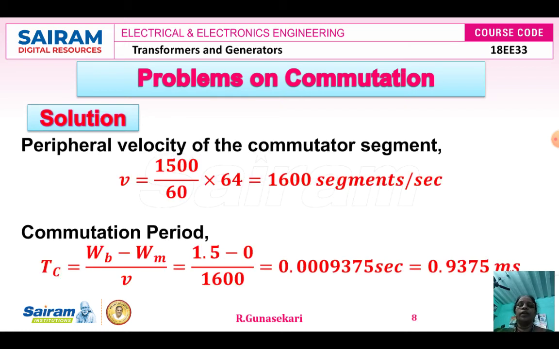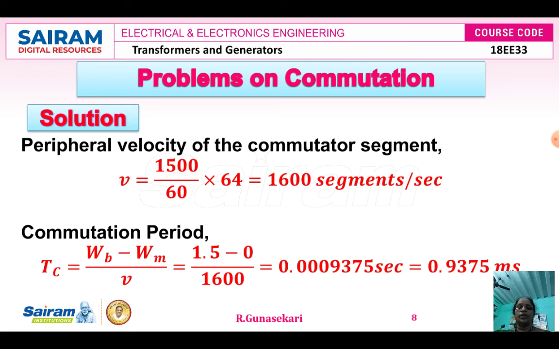Then we calculate the velocity, that is the peripheral velocity of the commutator segment, which is denoted by the letter small v, which is equal to the RPM speed converted into seconds. So 1500 divided by 60 into number of commutator segments 64, that is equal to 1600. The unit is segments per second, because speed is in terms of seconds and the commutator in terms of segments. So the peripheral velocity of the commutator segment is equal to 1600 segments per second.